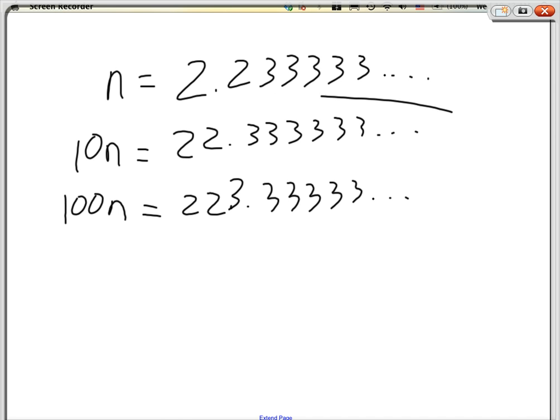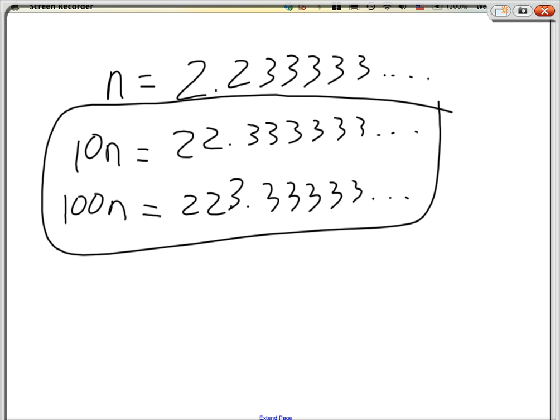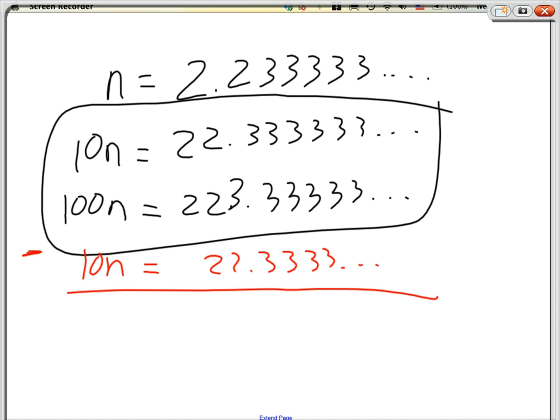Now, do we have the same here? Yes. Do we have the same digits on the right-hand side? Yes. Once we achieve that, then we can start subtracting. We take the biggest minus the smallest. So here it is, minus 10n, which is 22.3333 repeated. Subtract: 100n minus 10n is 90n. And of course, 223 minus 22. This is already canceled, right?